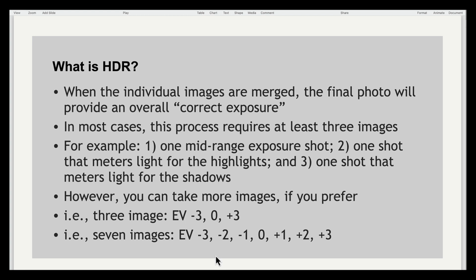We could also do a series of 5 images, or we could do up to even 7 images if we wanted to. So in this last example, you'd be taking 7 shots. So again, 1 at 0, or kind of your base exposure, and then you could just kind of go across the board, -3, -2, -1, +1, etc.